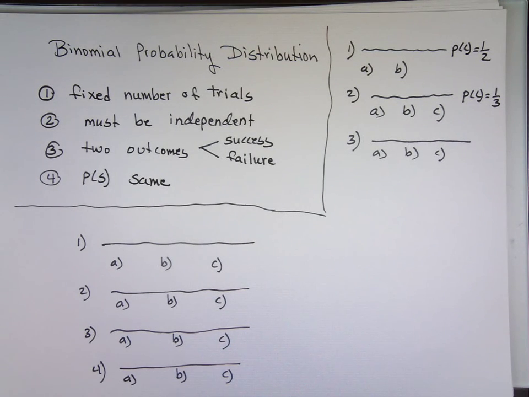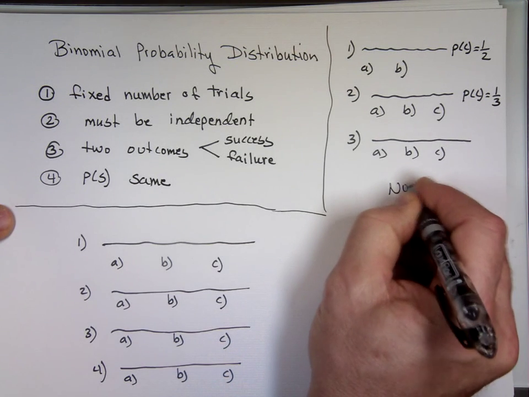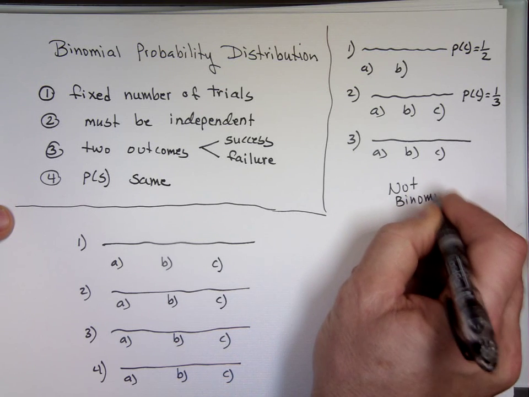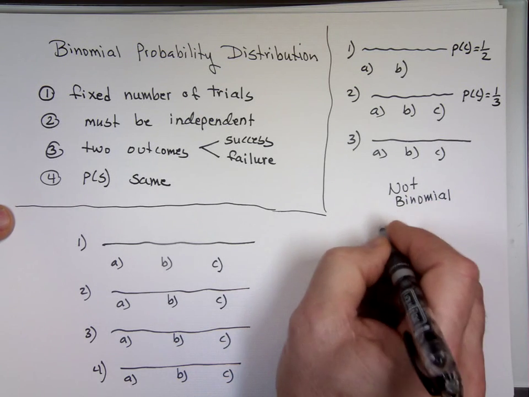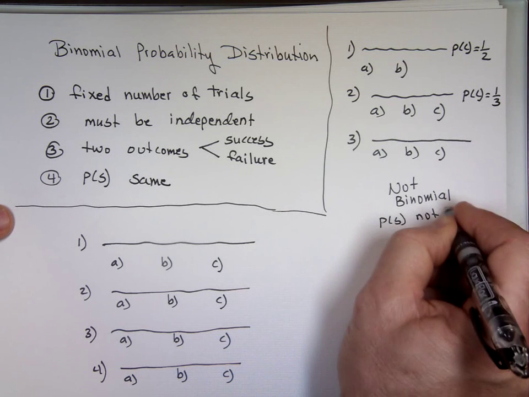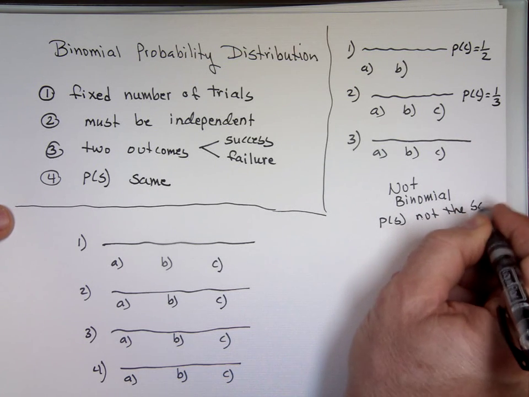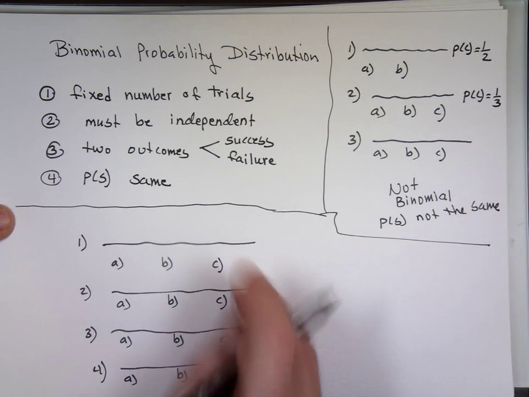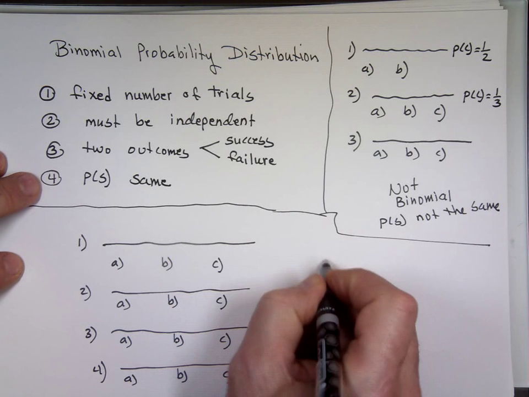Does this fit binomial? So not binomial here. Why? The probability of success is not the same. That's this one. What about this one? Is it binomial? It is binomial.